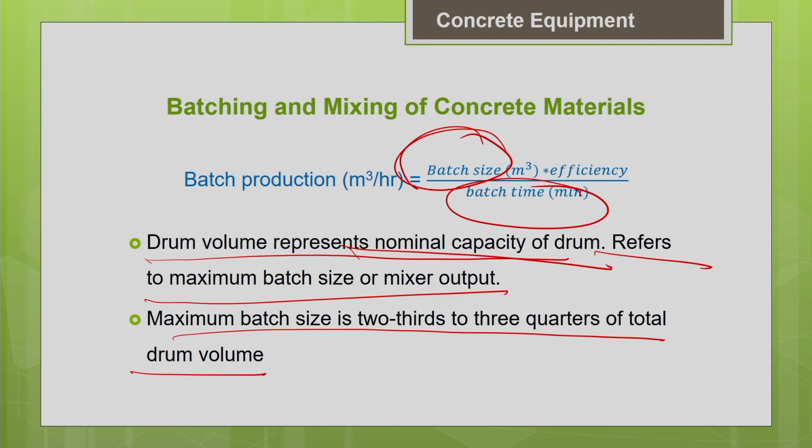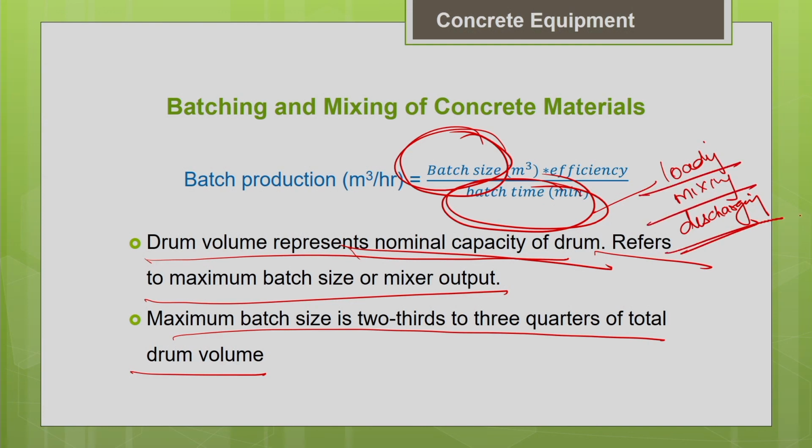So, you know the batch size, you know the batch cycle time. How will you find the cycle time? It is nothing but your loading time, mixing time plus discharging time. So, for your particular concrete mixer, what is the loading time, mixing time, discharging time? You need to find it to know the batch time.